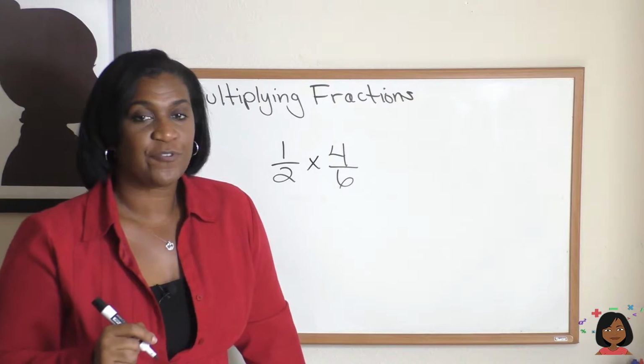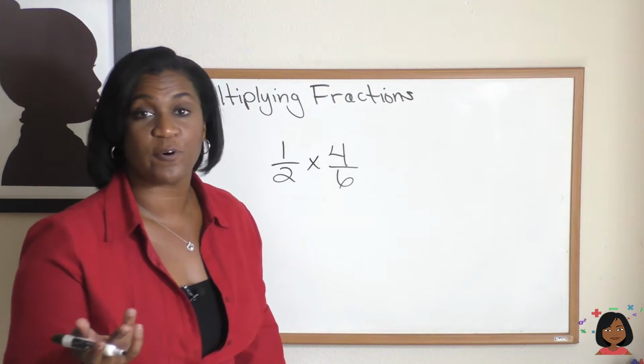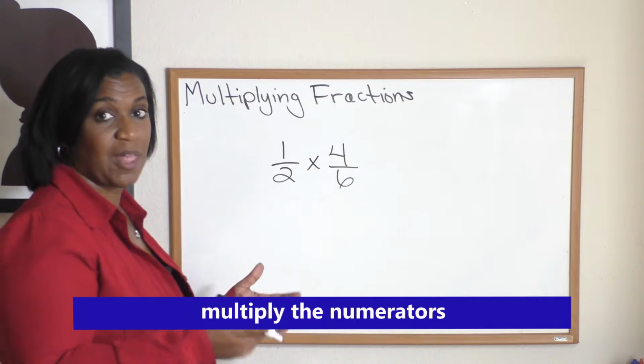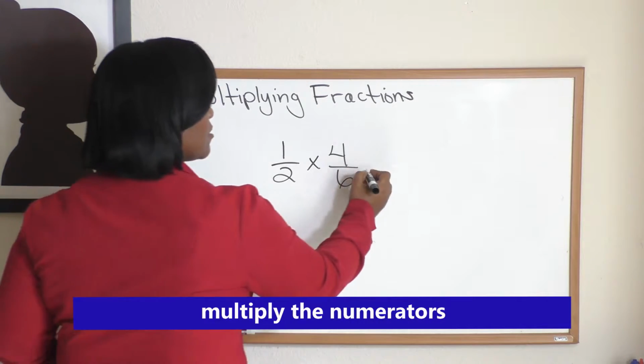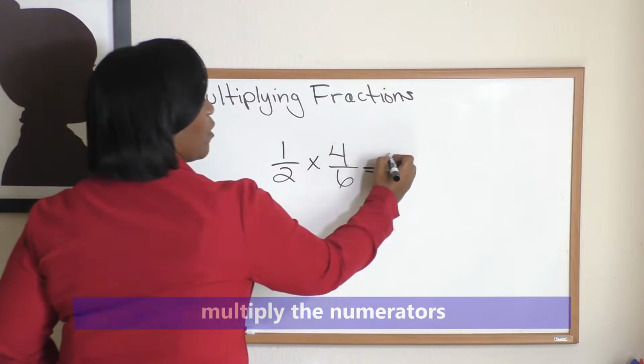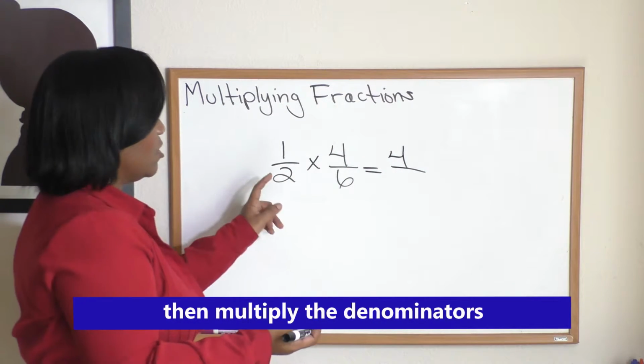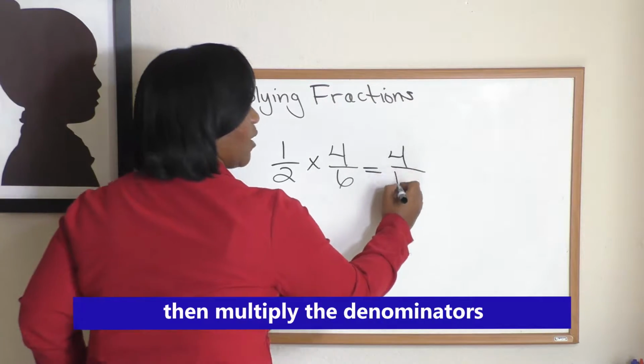So here we have two fractions, 1/2 and 4/6. Let's go ahead and multiply them. So remember, we multiply the numerators across. So 1 times 4 equals 4. Then we multiply the denominators together. 2 times 6 is 12.